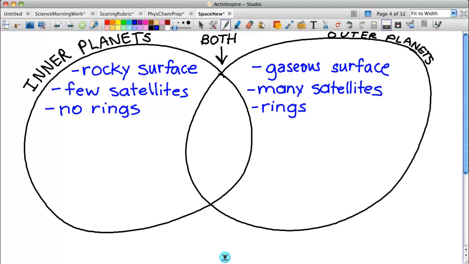Isaac, give us something else. For outer planets, large size. Yes, so large size for outer planets, and inner planets we should put small size.